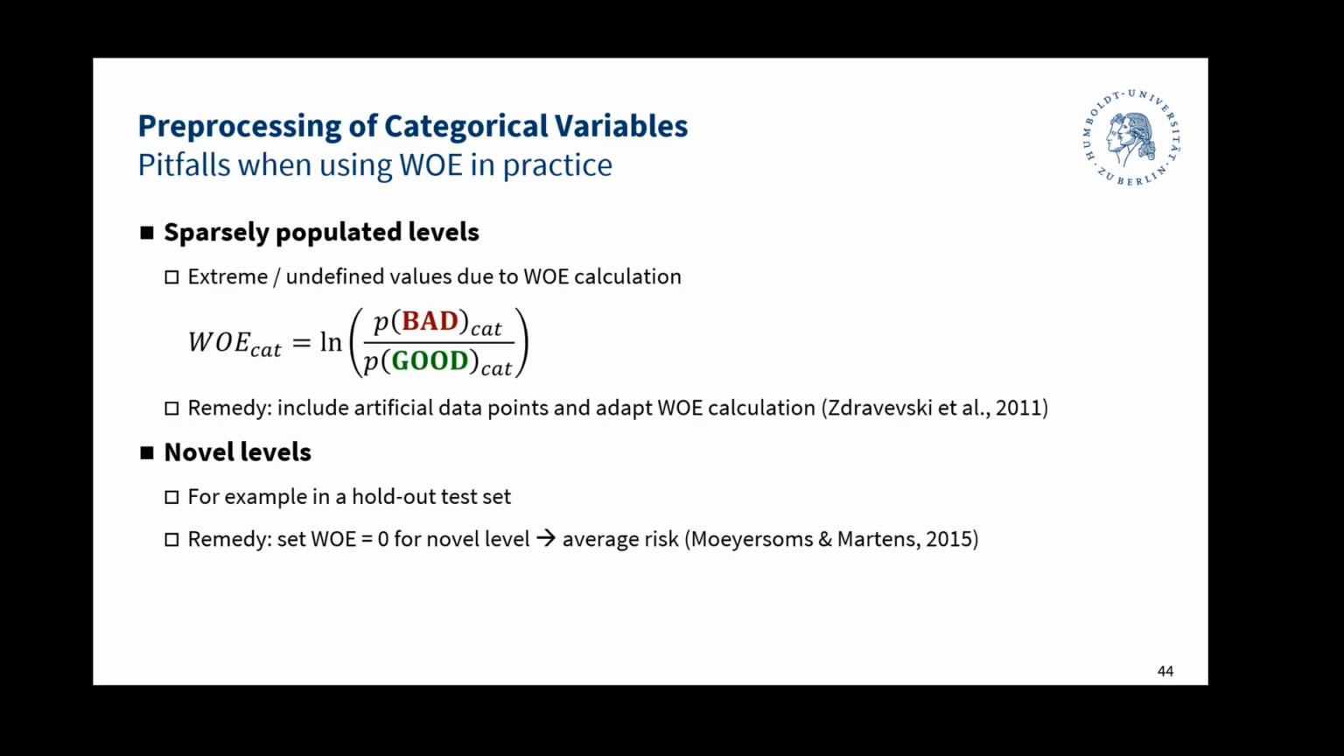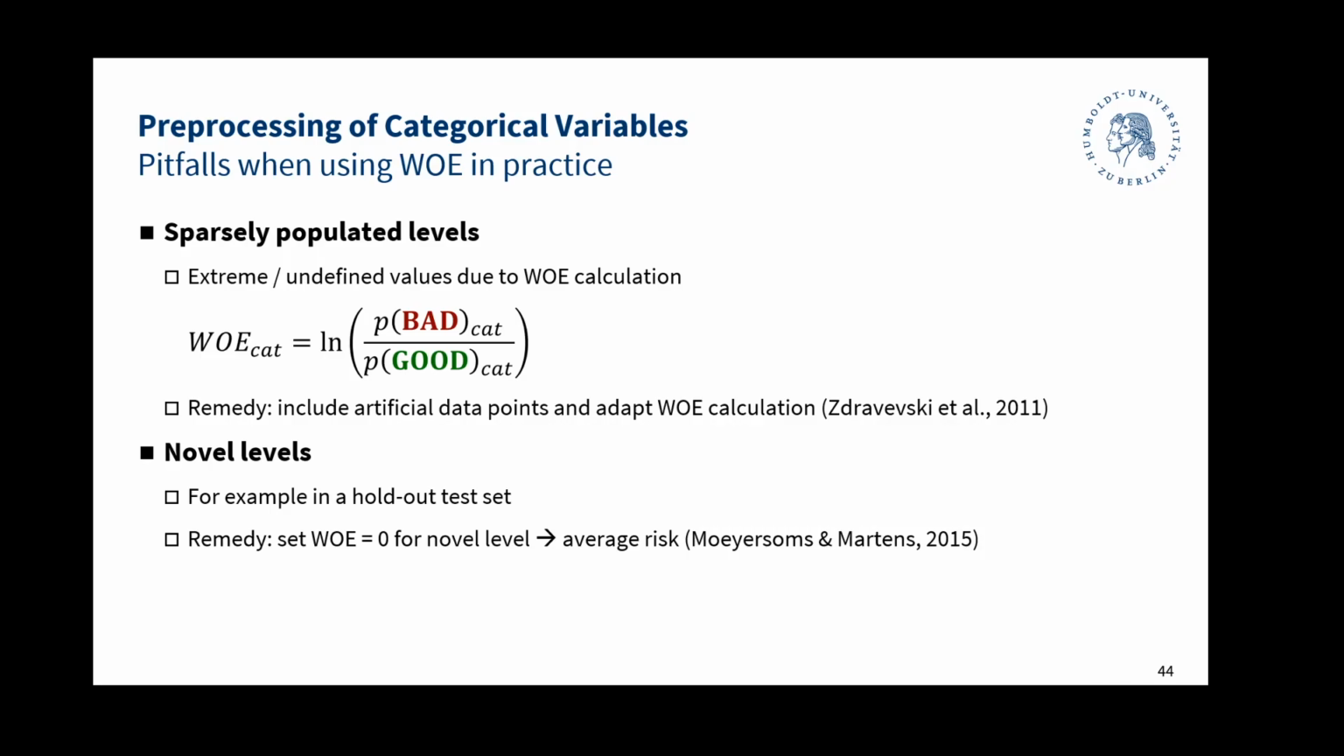There are some further problems, however. The weight of evidence might go extreme if there are no goods or no bads in a category. You remedy that by including some artificial data points to then have at least a few data points in the category. That is basically introduced in a paper by Sadrevsky.